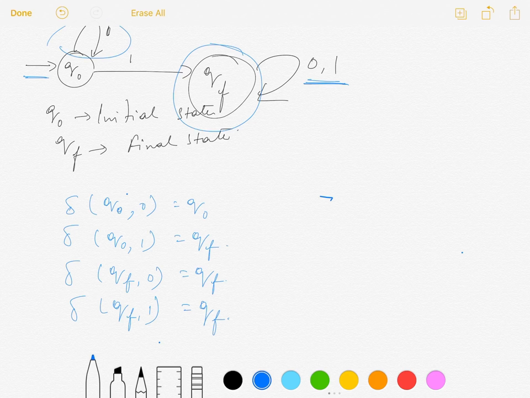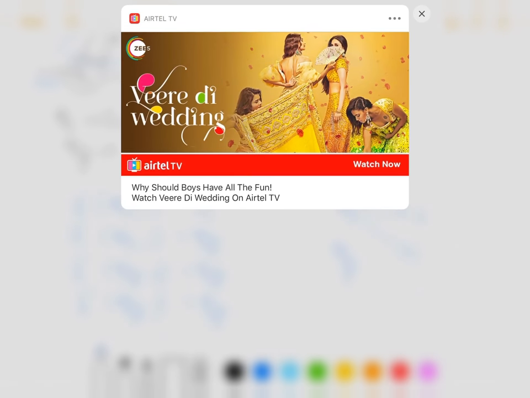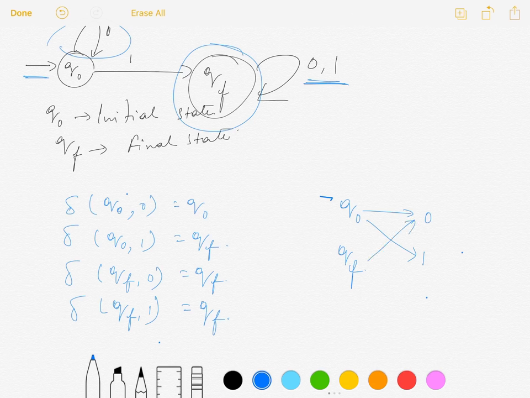Now, look at this: how many states do I have? I have Q0 and QF, two states, and how many inputs? 0 and 1. I am checking what will happen if I give 0 to Q0, what will happen if I give 1 to Q0, what will happen if I give 0 to QF, and what will happen if I give 1 to QF. All the possible combinations I am checking, and they are represented by these 4 transition functions. For 2 inputs and 2 states, there will be 4 possible combinations, and the outputs I am getting are Q0, QF, QF and QF.